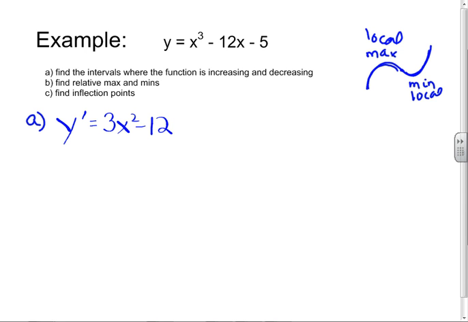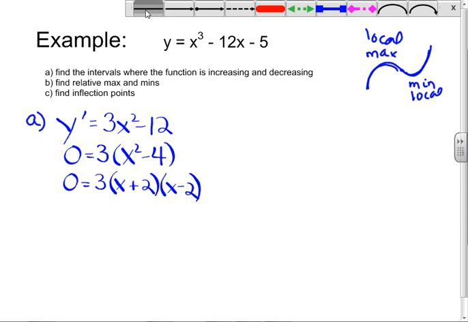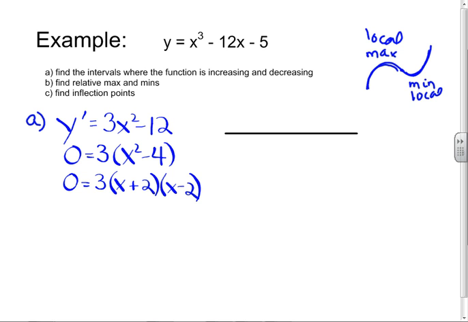So I want to find the zeros. So what can I factor out of this? 3. And I'm left with x squared minus 4. Yeah, that can be factored. What's it going to factor to be? Not 4, but 2. Oh, that's what I meant. I figured that's what you meant. Okay, I'm going to do a test line, although that is not enough to prove if you have a max, min, or anything like that. Okay, so my critical points are at -2 and 2.